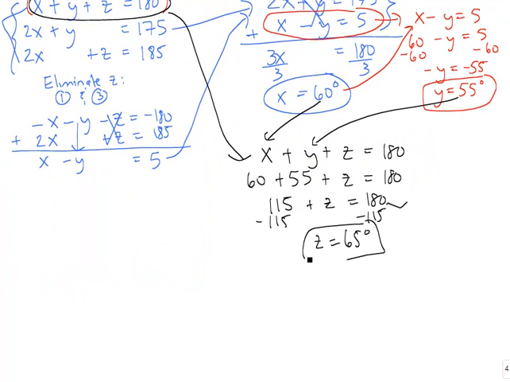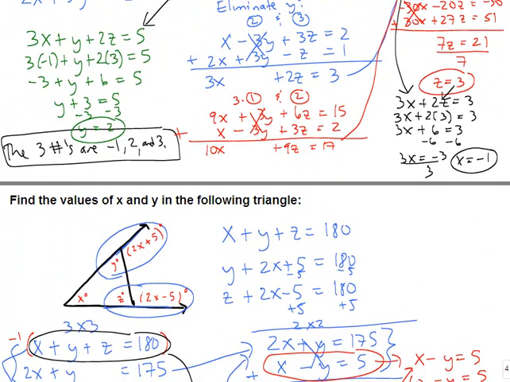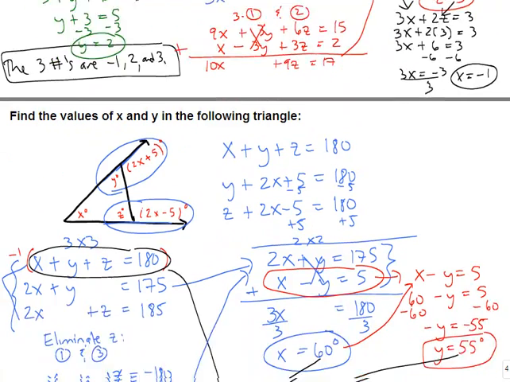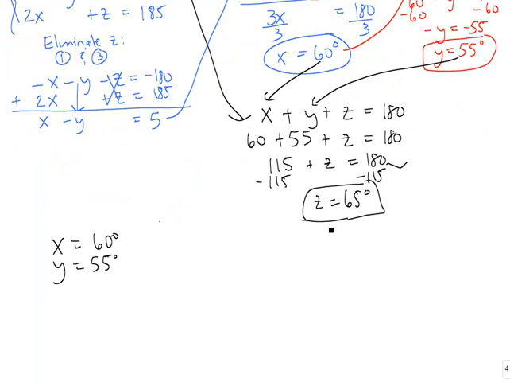So my final answer, x is 60 degrees, y was 55 degrees, and if you look back at the original problem, it just wants to know the values of x and y, so I really didn't even need to find z, but it's kind of a nice practice to do it anyway. So x is 60, y is 55, and that's all they wanted to know, so there's my final answer.